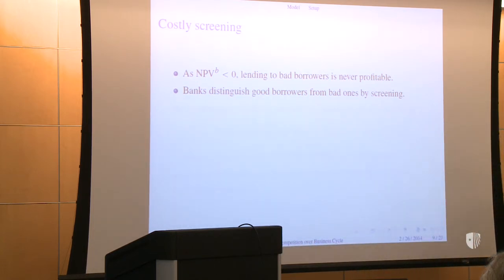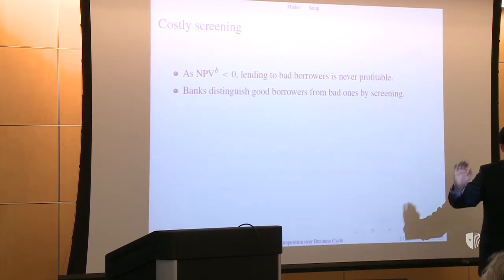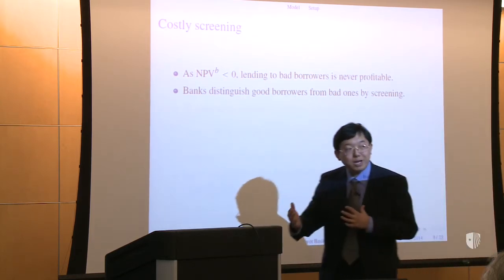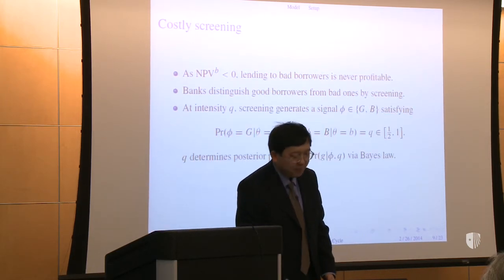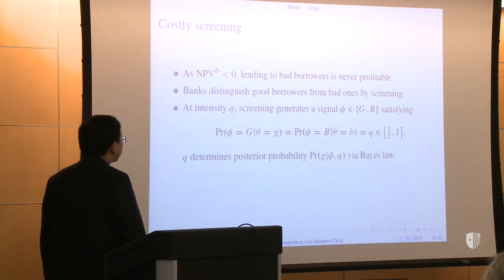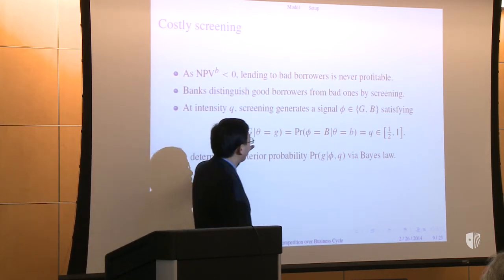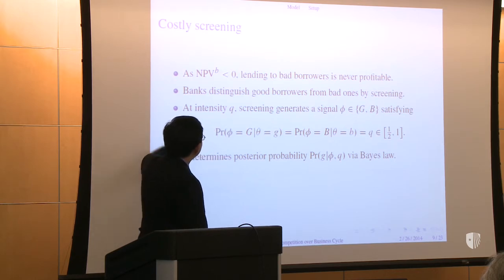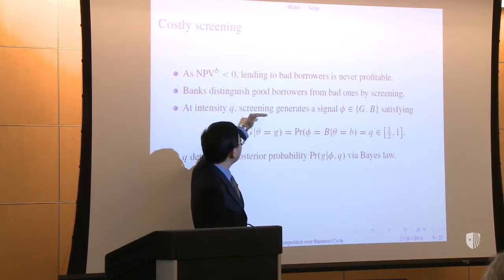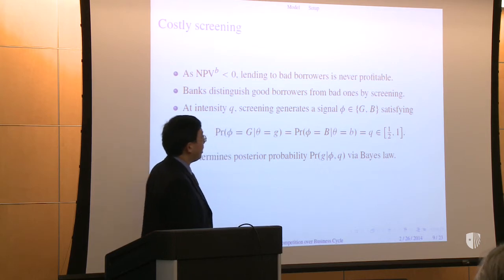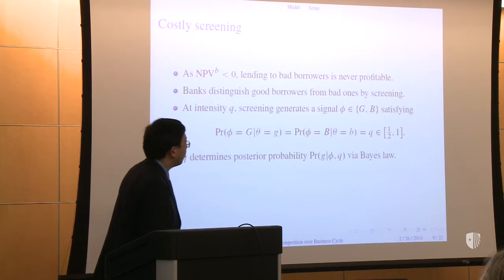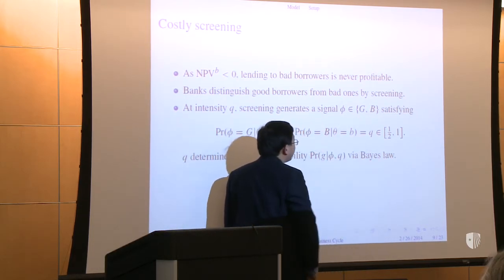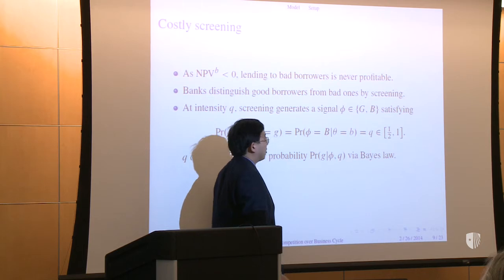And how can those banks do this? They're going to use the screening technology. They're going to screen the borrowers and try to figure out who's good and who's bad, and then make the lending decision. So in particular, I'm considering a screening technology in the following way. That is, at intensity Q, the screening process is going to generate a signal phi, which takes two values, either big G or big B. I'm going to say this G is a good signal and this B is a bad signal.